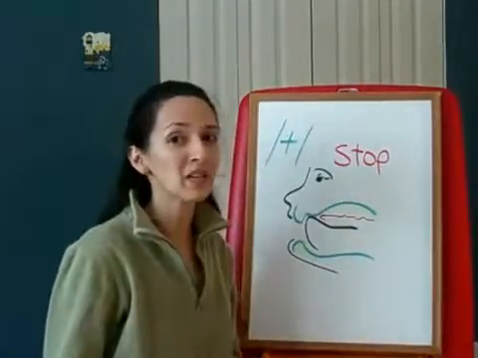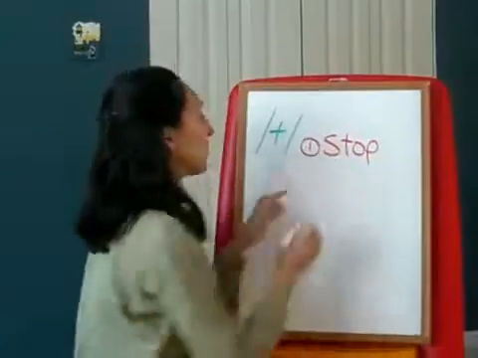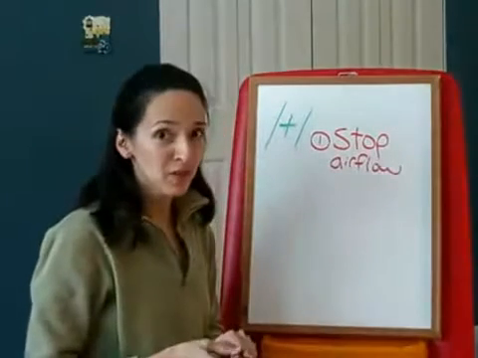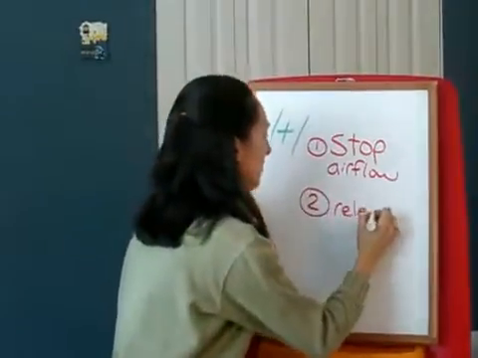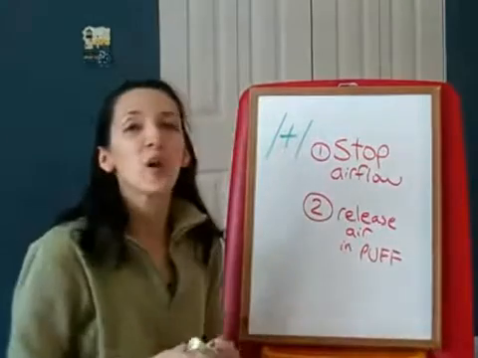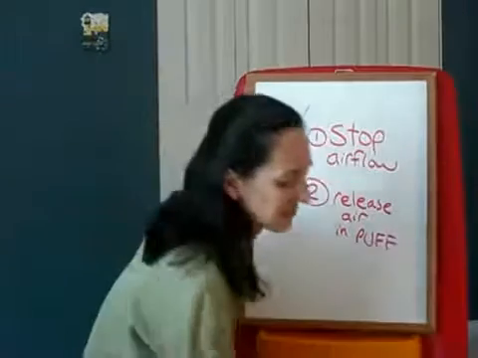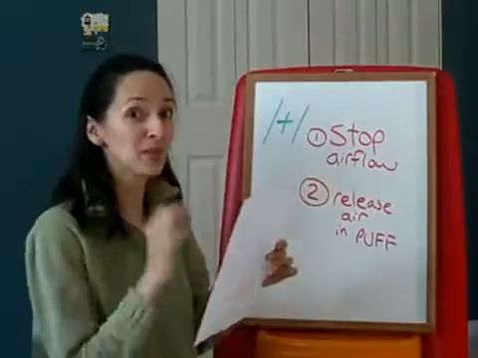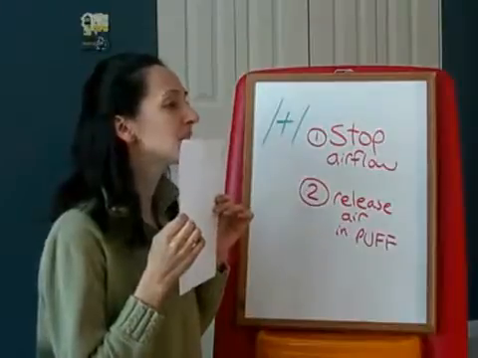So I want you to note three things when you make the T sound. First, you need to stop the airflow. You stop it with the tip of your tongue and that hard bump behind your upper front teeth. Second, when you release the air, there should be a puff of air. If you want to check to see if you're doing this correctly, take a piece of paper. As you say the T sound, the puff of air should be strong enough to move the paper in front of your lips. Watch. T, t, t, t.